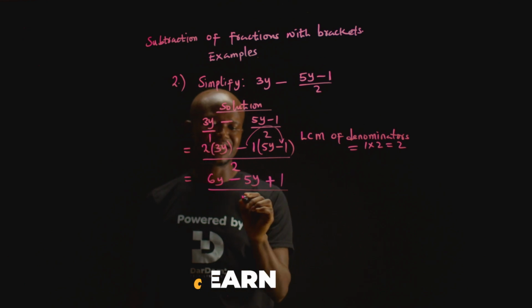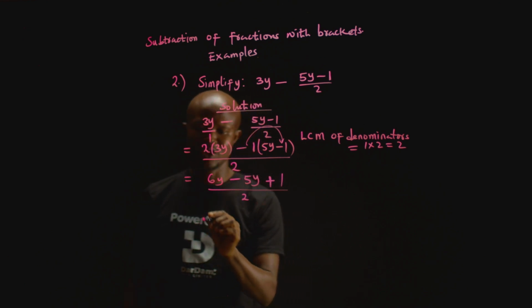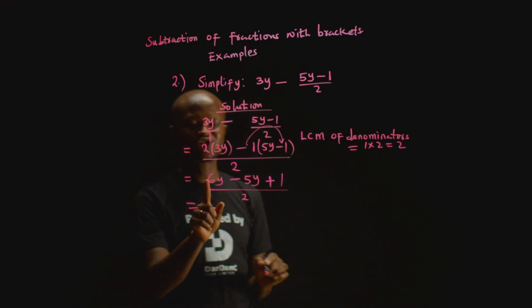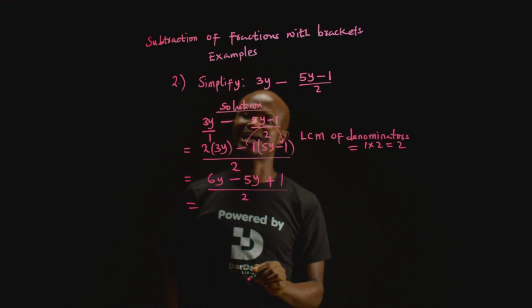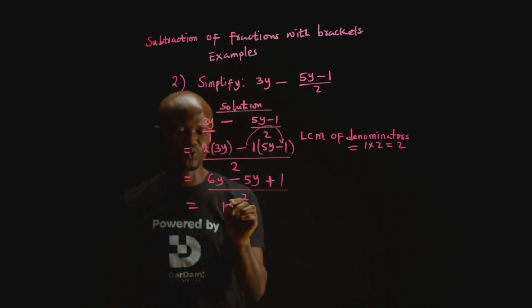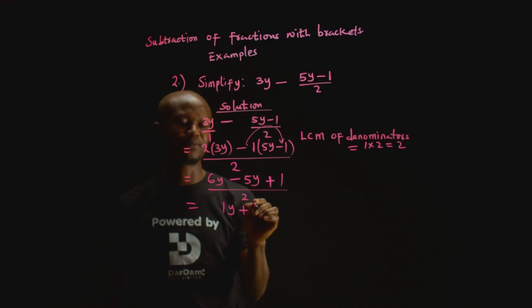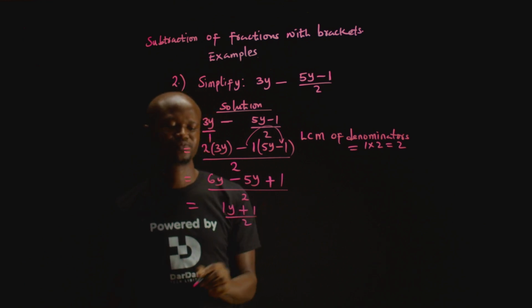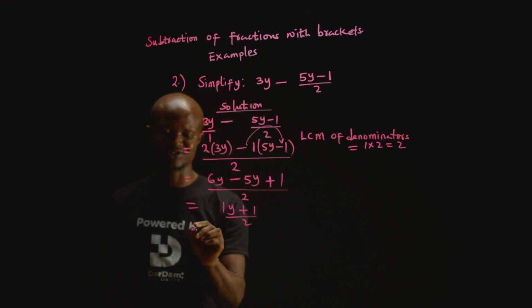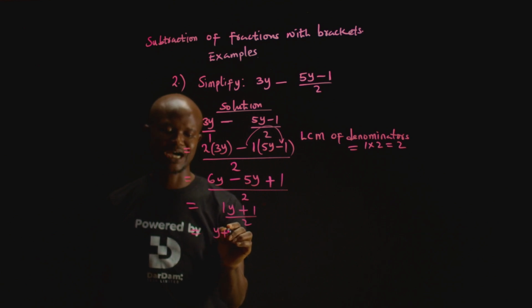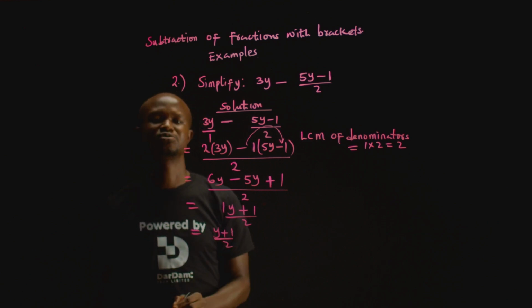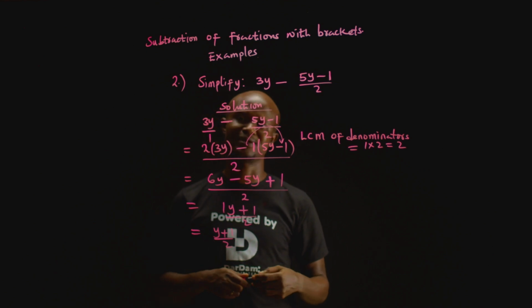So everything here is divided by 2. So what do we have? 6y minus 5y will give you 1y. So we have 1y plus 1 divided by 2. So it's the same thing as writing y plus 1 divided by 2. That is the solution to the problem. Thank you.